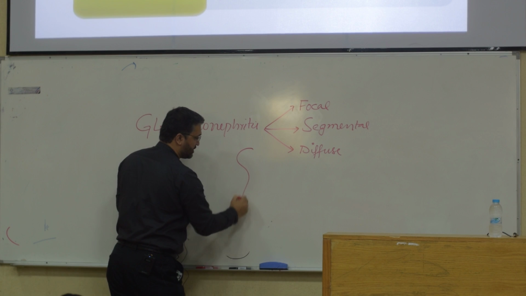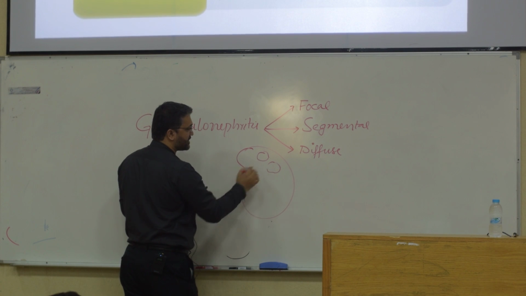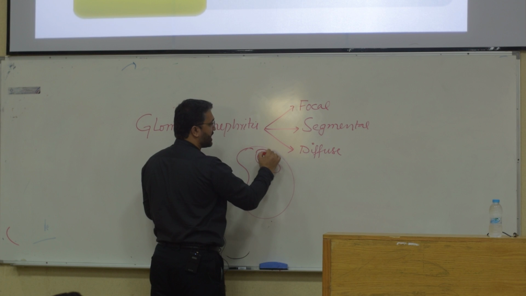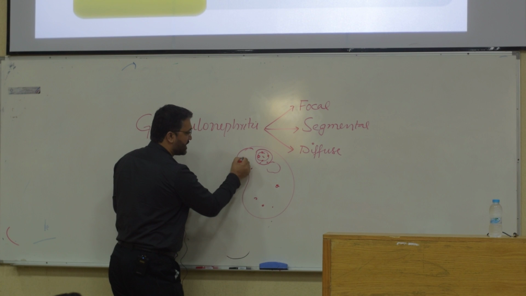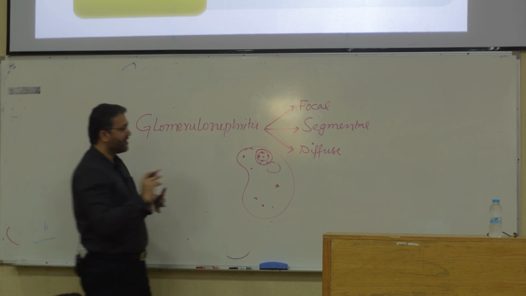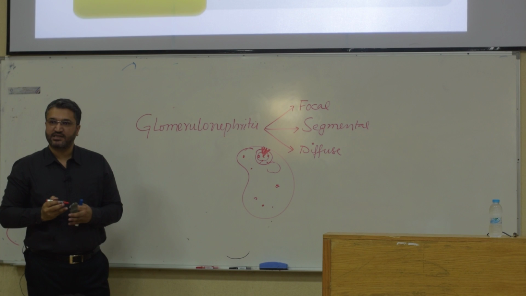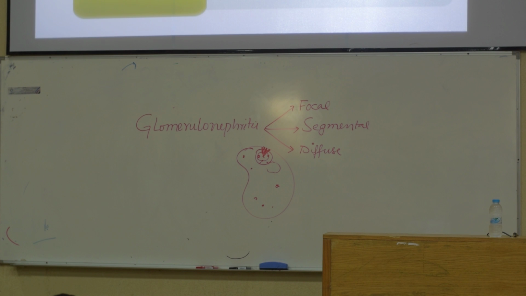For example, this is the kidney, here is the region, I'm just roughly drawing if there is a glomerulus here. If one particular area is involved, all the glomeruli here, if they are all involved, this is called focal. But if the glomeruli here, here, here, here, so it's scattered, that will be called diffuse. And segmental is if a specific part of it is involved. So these are the 3 terms you have to remember as far as glomerulonephritis is concerned.